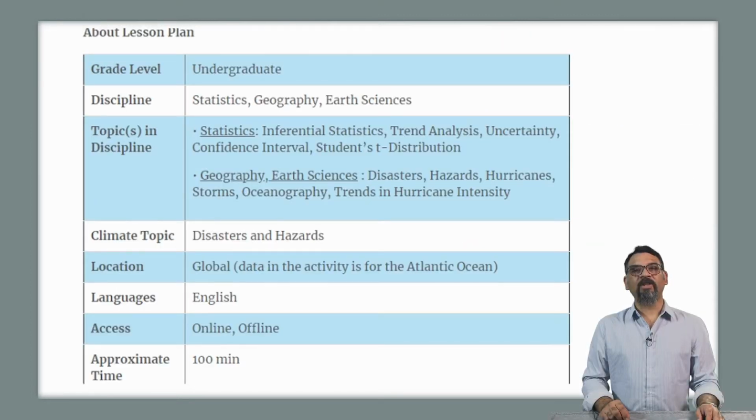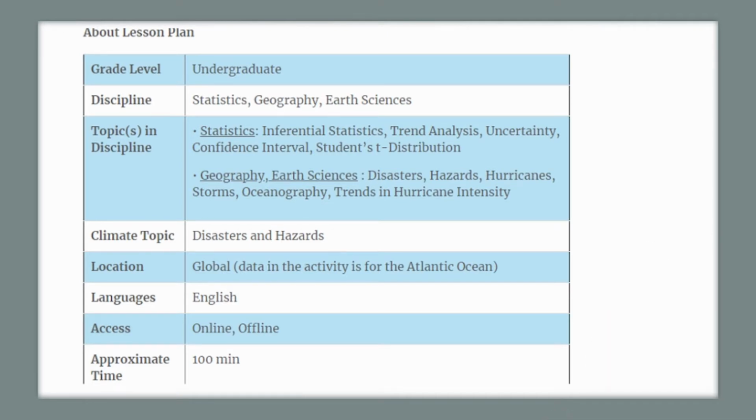So, if you are teaching topics such as inferential statistics, trend analysis, uncertainty, confidence interval, students' t distribution, we invite you to take a closer look at this particular lesson plan. Your students will not only learn more about these discipline-specific topics, but the usage of this lesson plan will allow them to understand the link to climate change as well, and therefore improve their awareness of this very critical issue.